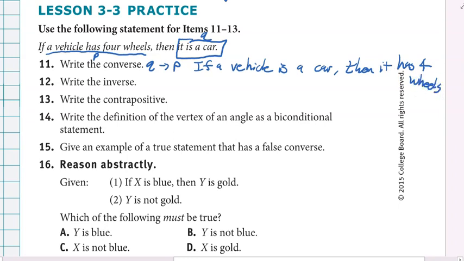All right, so the inverse is the hypothesis and conclusion stay in the same spot, but they are negated. So if not P, then not Q. So if a vehicle does not have 4 wheels, then it is not a car.